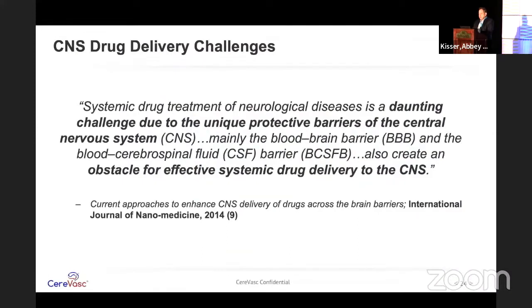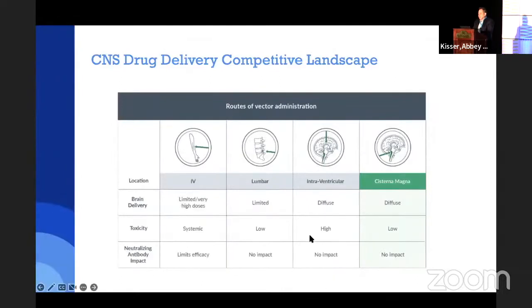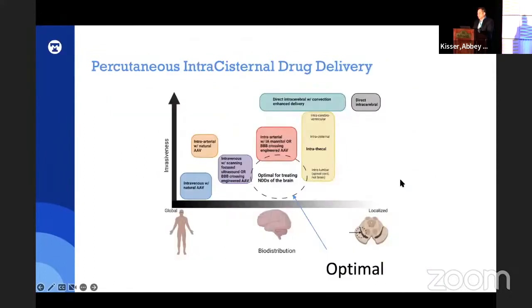So the CNS drug delivery challenge is that you have to go across the blood-brain barrier, and this is one of the major obstacles for successful drug delivery. You can do it intravenously. Unfortunately, you have to use high doses, and the systemic toxicity obviously is going to be high. You can use a lumbar injection, but again, the amount that actually gets to the brain is unclear and very low. You can use an intraventricular approach and/or a cisterna magna approach.